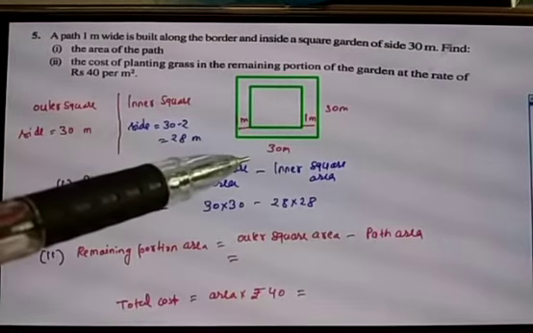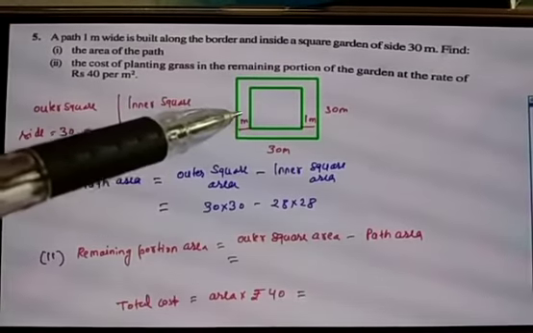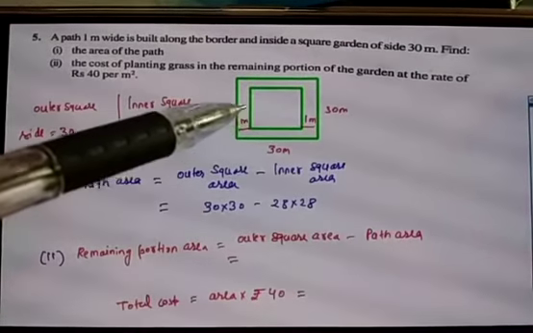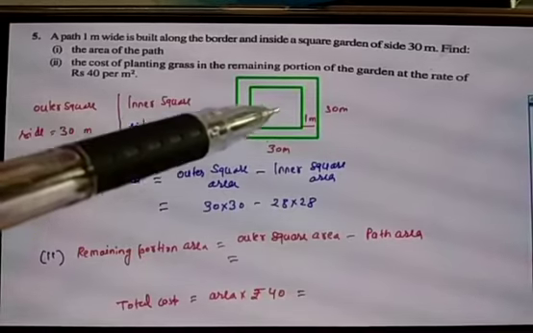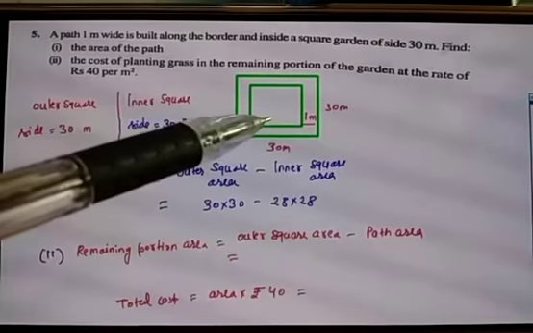It is in the form of a square. A square will not have length and breadth; all the sides will be equal. That you have to keep in mind. This is the difference in this question.